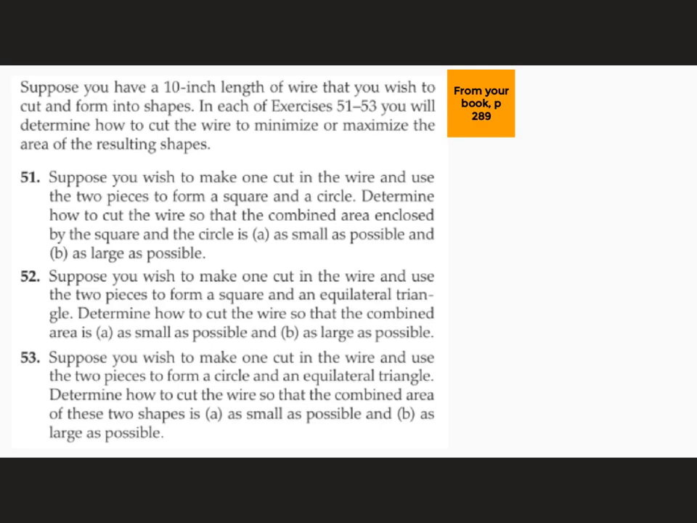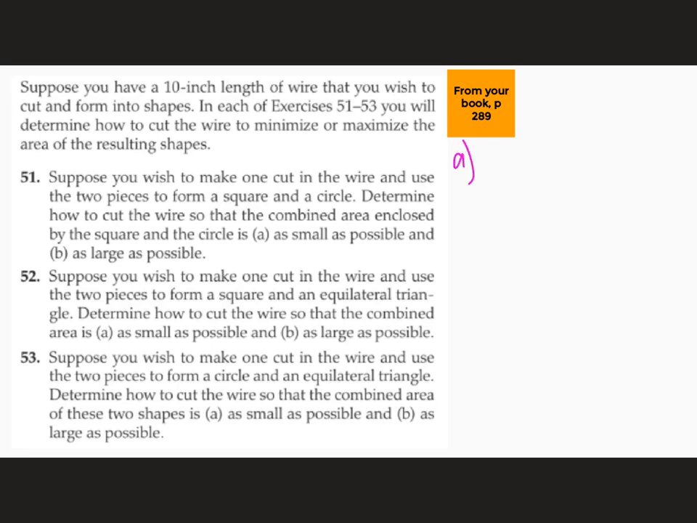So we've got a 10-inch length of wire you wish to form into shapes. You determine how to cut the wire to minimize or maximize the area of the resulting shapes. Suppose you wish to make one cut in the wire and use the two pieces to form a square and a circle. Determine how to cut the wire so that the combined area enclosed is as small as possible and as large as possible.